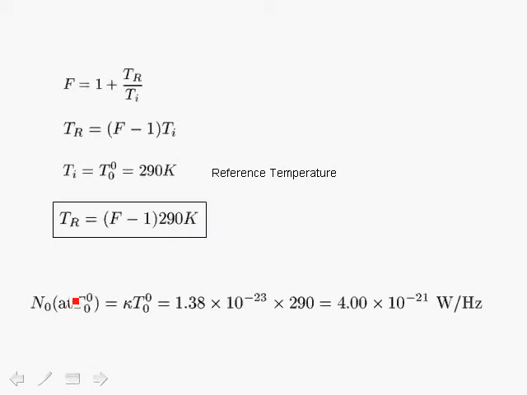Also, at the reference temperature, if we compute the one-sided noise power spectral density, according to this equation here, using the reference temperature, then we get that it's equal to a nice number, which is 4 times 10 to the minus 21 watts per hertz. So later on, we will actually use the expression T sub R equals (F minus 1) times 290 degrees Kelvin in order to come up with the noise temperature based on the specification of the noise figure.